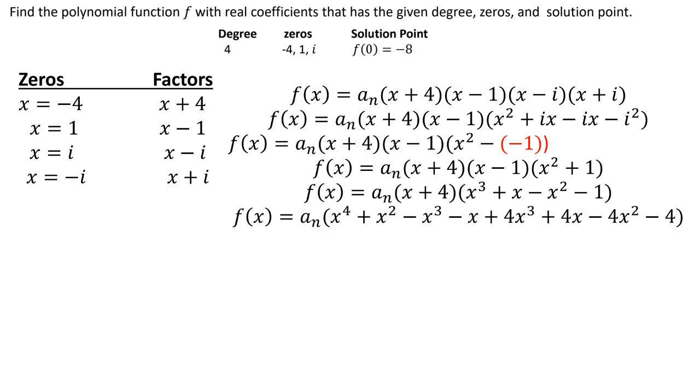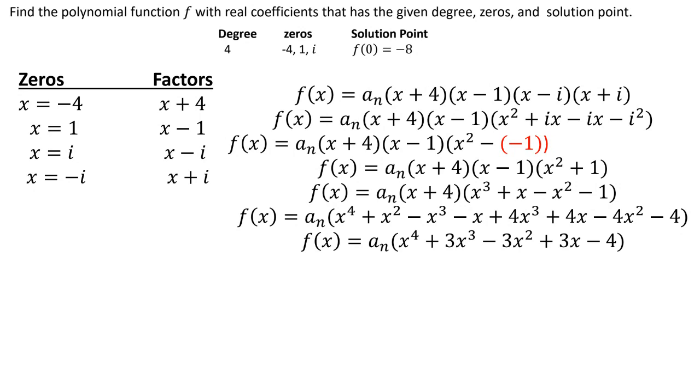Let's multiply by the last factor, the x plus 4. We get this long equation here. Let's simplify by combining like terms. And I like to also put it in general form, where my leading coefficient, the degree of the equation, is the largest first, and I write the rest in descending order. Okay, so I have x to the fourth plus 3x cubed minus 3x squared plus 3x minus 4.